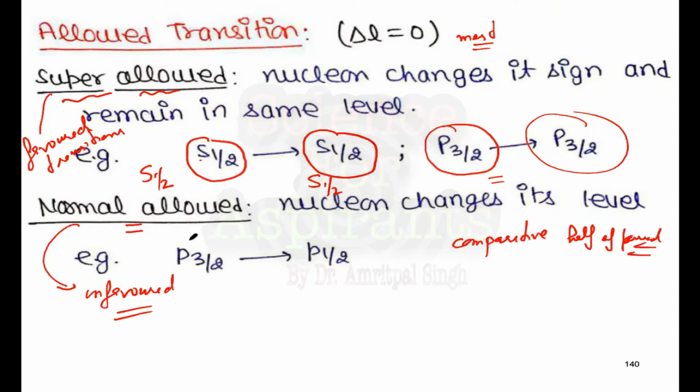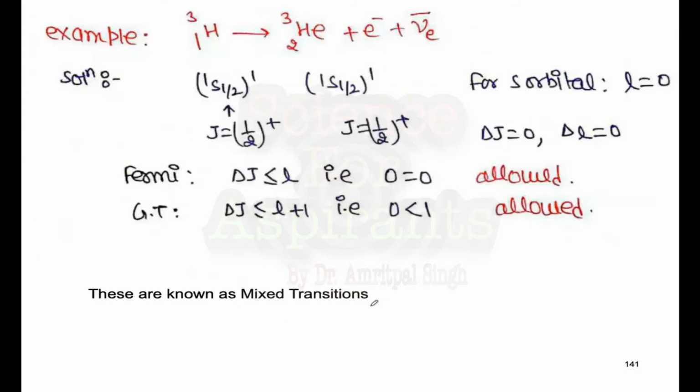So in this case, you can see that the total spin is changed by 1. The particles are in the same orbital, the p orbital, but their spin value is decreased by 1. It is decreased from 3 by 2 to -1 by 2. So delta J is of the order of a change of 1. These types of transitions are known as unfavored transitions, and it is dependent upon the comparative half-life. So let us do an example.